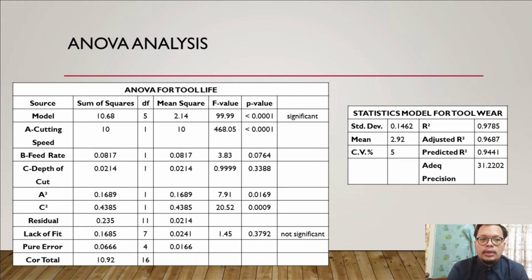For the statistical summary of the tool wear model, it shows that the predicted R square of 0.9441 is in reasonable agreement with the adjusted R square of 0.987, with the difference less than 0.2. Adequate precision, with a ratio of 31.220, indicates an adequate signal.